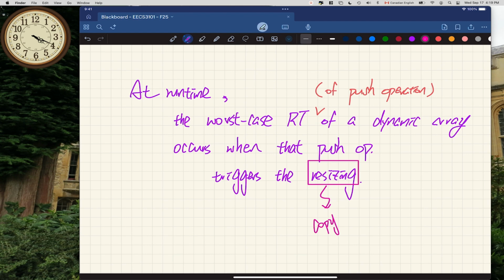Need to copy the existing contents to the new, bigger array.